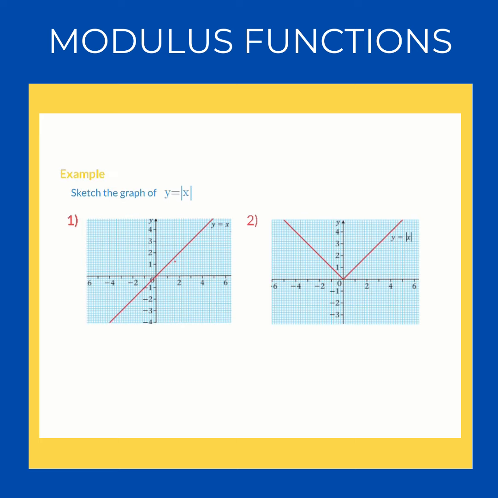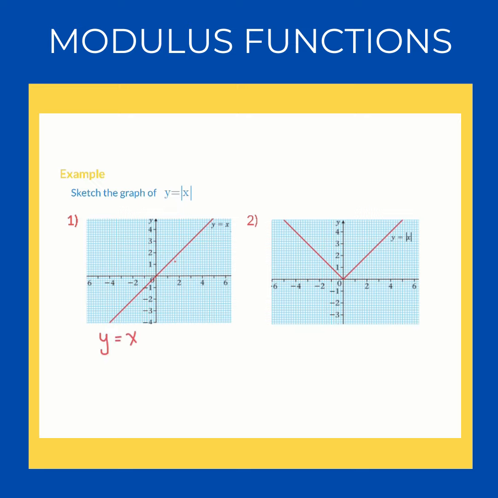In this example, it says, sketch the graph of y equals the absolute value of x. So step 1 is to sketch the graph of y equals x. So we're going to ignore the modulus, or the absolute value. So how do we draw the graph of y equals x?